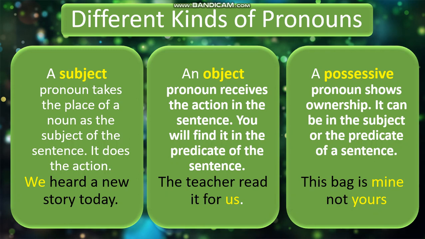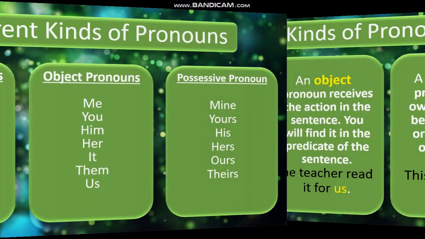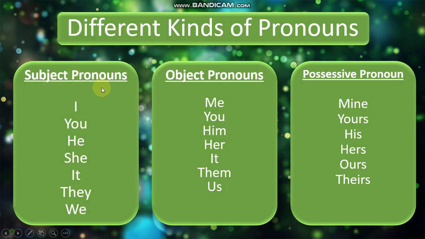Now let's go ahead and see some words and pronouns which can be classified as subject, object, and possessive. Here, subject pronouns. What are our subject pronouns? They always come in the subject part of the sentence. I, you, he, she, it, they, we. I love ice cream. You went to the park. He loves to read.